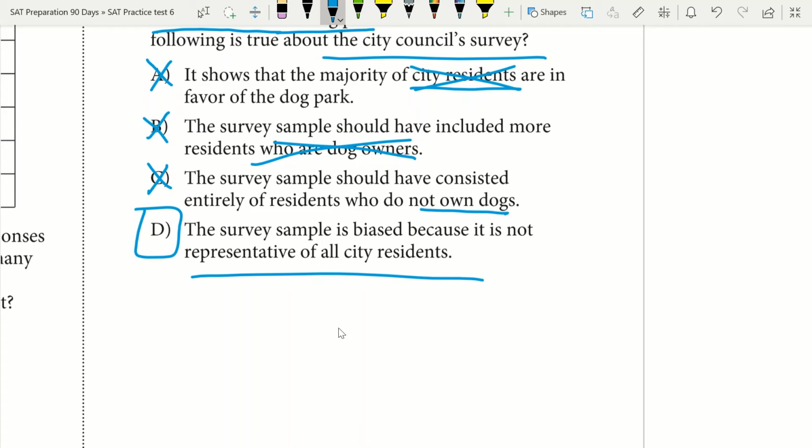In this case obviously the sample is biased because it's those who own dogs asking about whether or not they want a dog park. So make sure that you understand if you have a biased sample you cannot make a proper conclusion for the entire population based on that sample since it is biased.